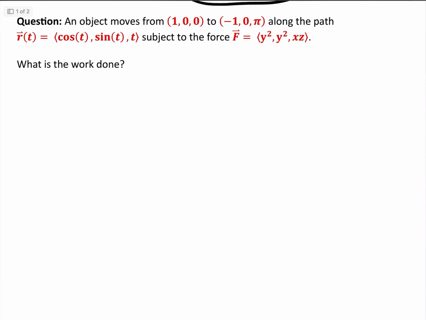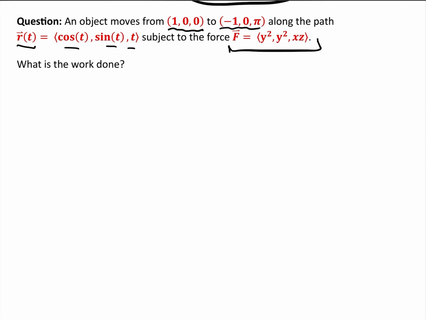Okay, so here's the question. Anybody who wants to do it, pause the video now. Okay, so the object moves from the coordinate (1, 0, 0) to the coordinate (-1, 0, pi) along the path r of t vector, which is (cos t, sin t, t). That is the parameterization of the path, subject to the force F, which again is a vector function of x, y and z: (y squared, y squared, xz).